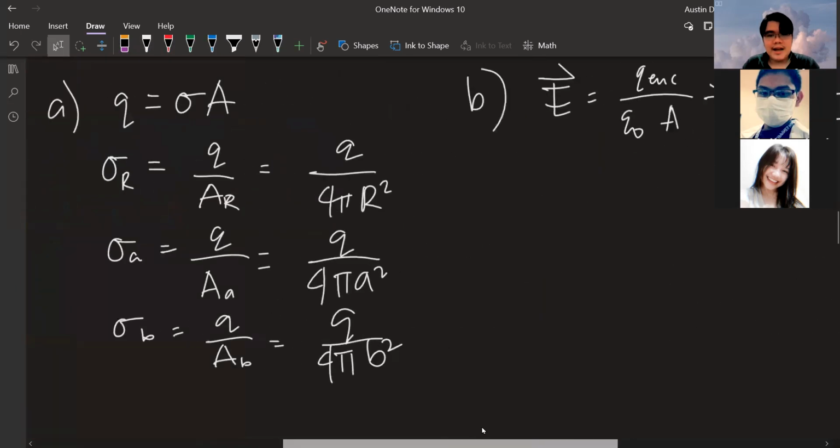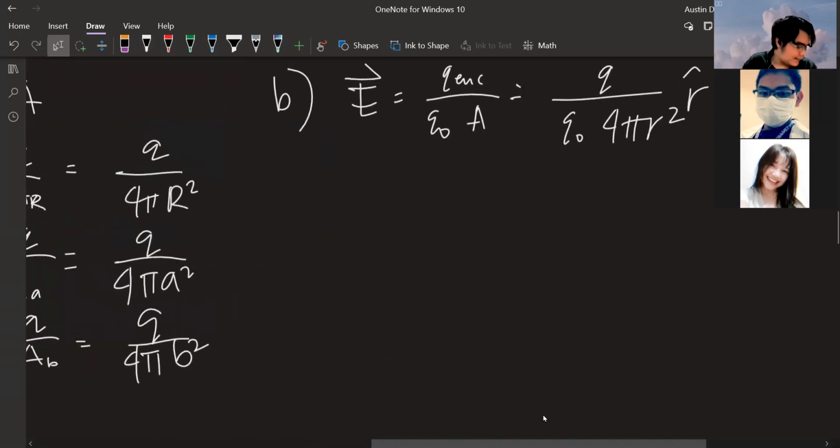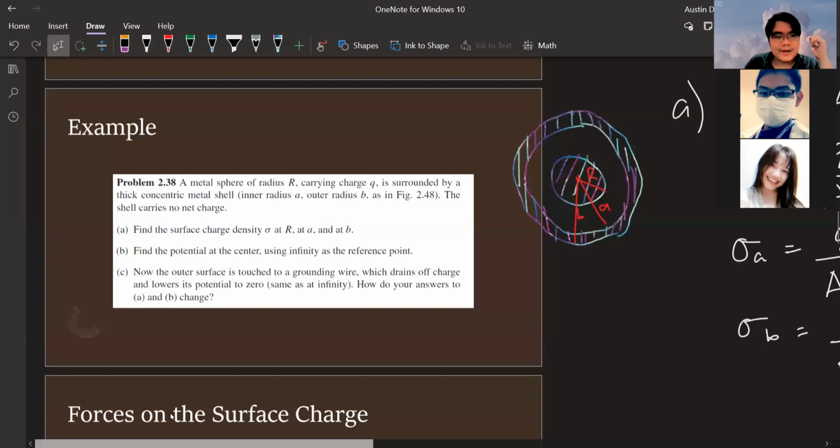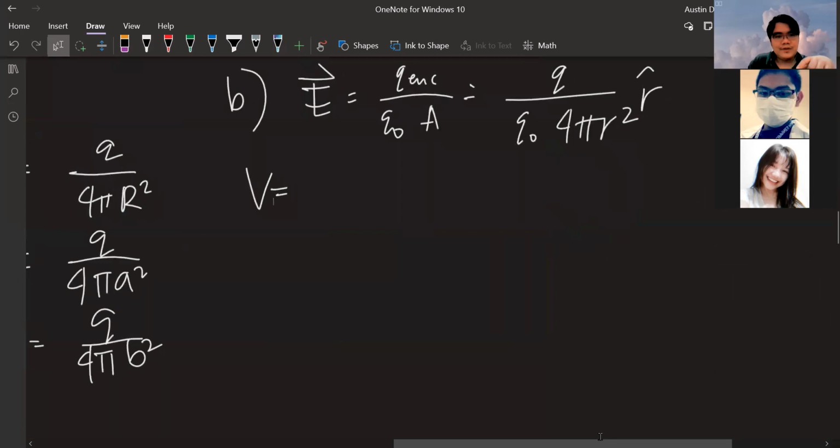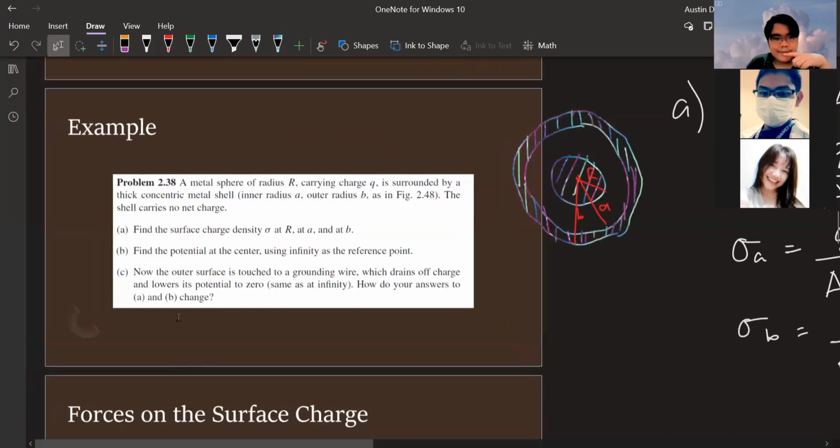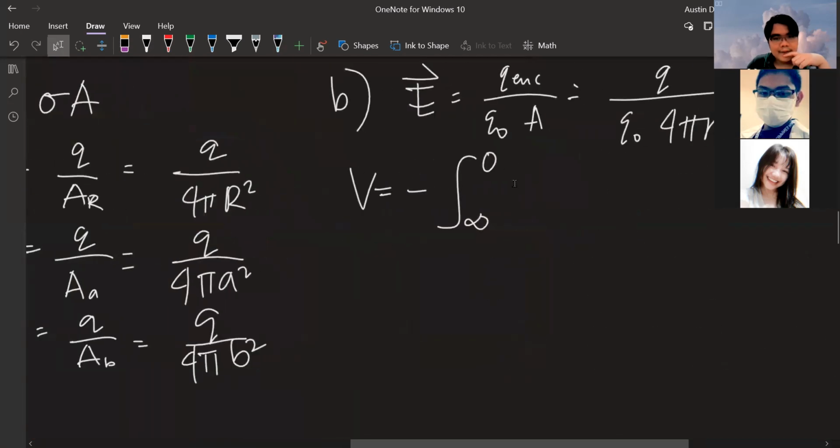Okay. Then I have E. Pwede kong gamitin ngayon si definition ng V, gamitin natin yung infinity as a reference point. So V has to be negative infinity to some point to 0. Kasi ang tinatanong niya, potential at the center. Okay?